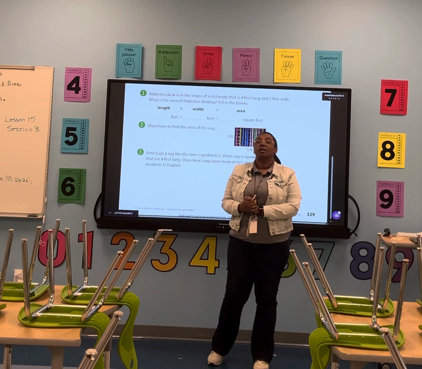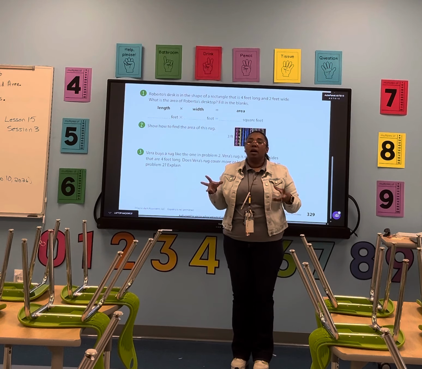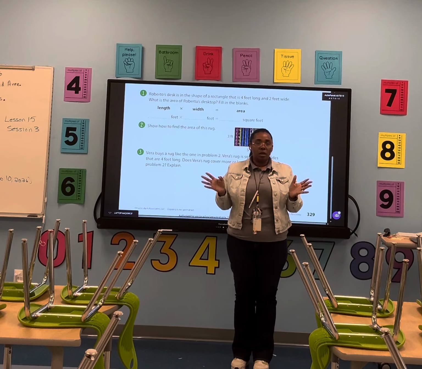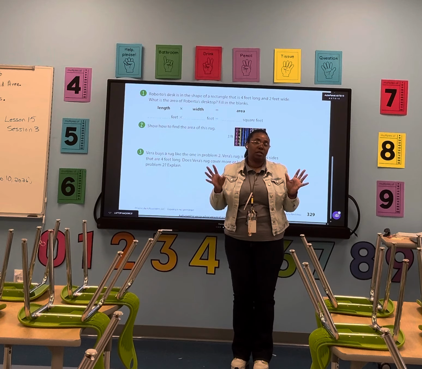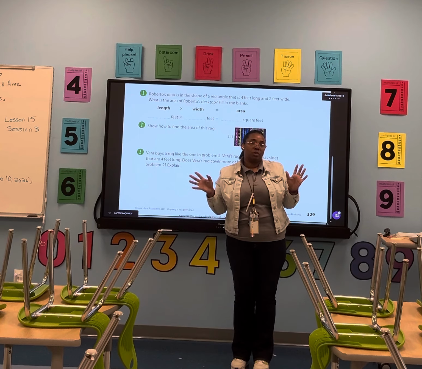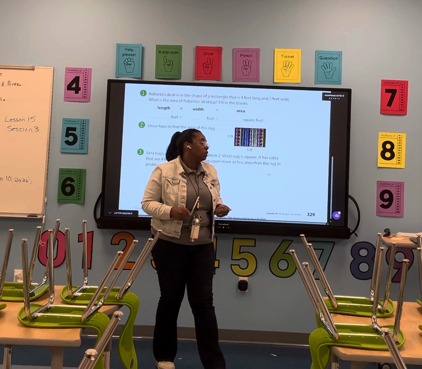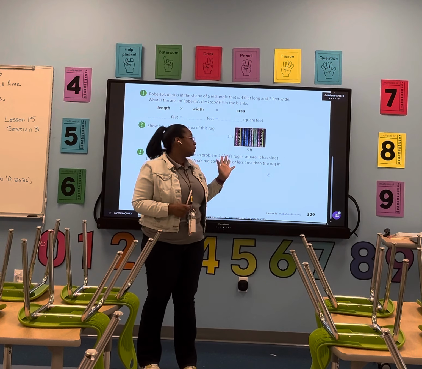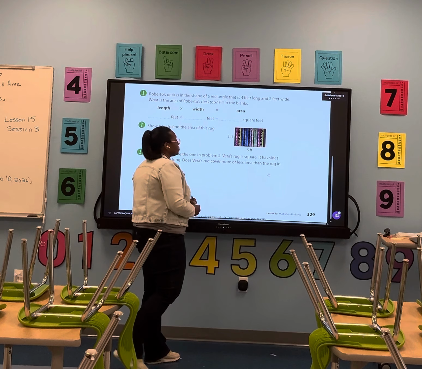Now today we started lesson 15, session 3, and we are still working with area, multiplying to find area. But today we're more focused on looking at whether one room's area is greater than another room's area. So we're comparing areas. We're going to jump in with the homework, which starts on page 329. So let's go ahead and get started. Let me get my pen.